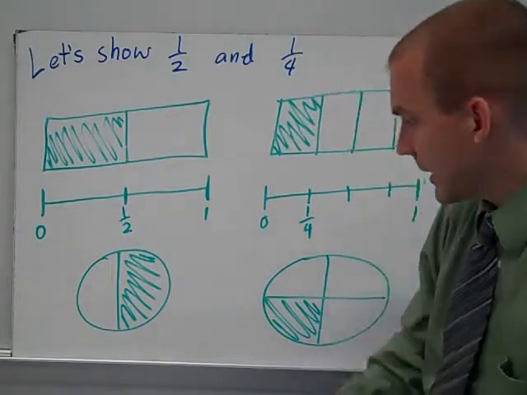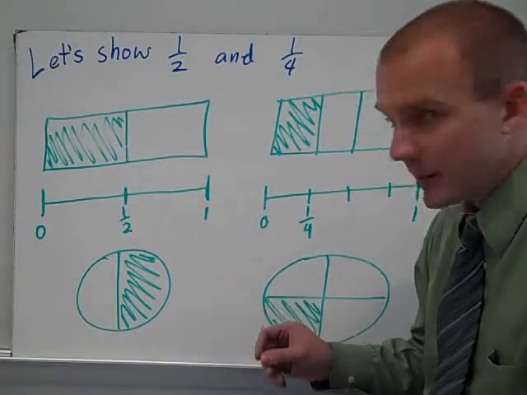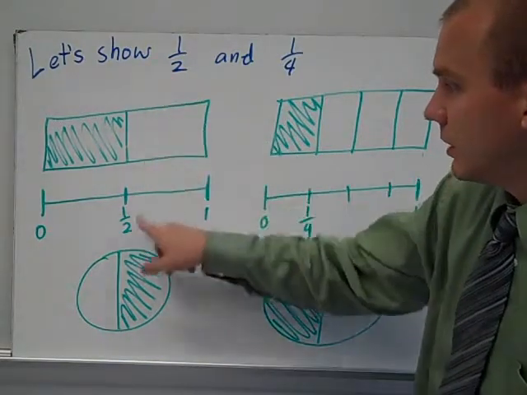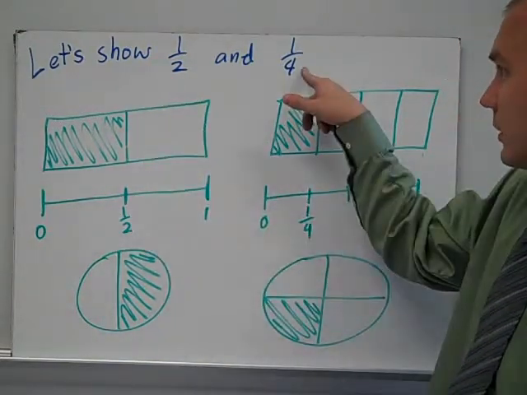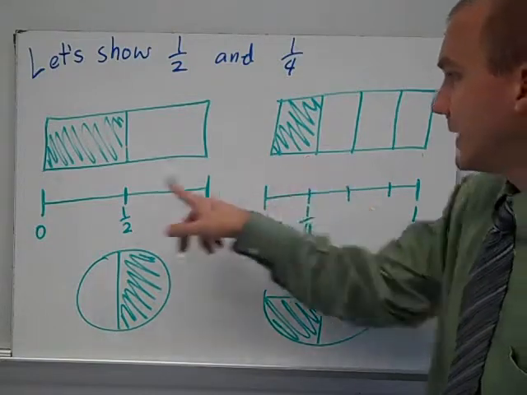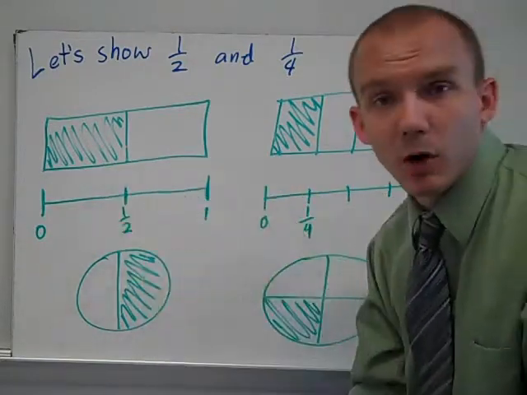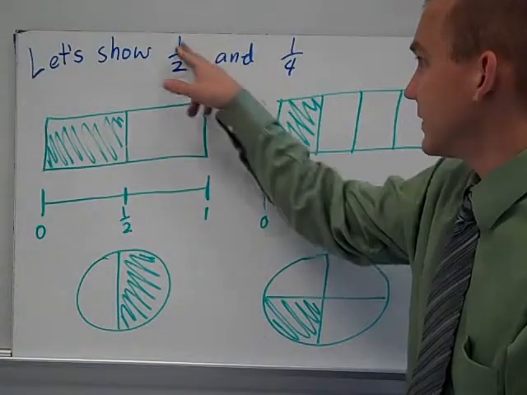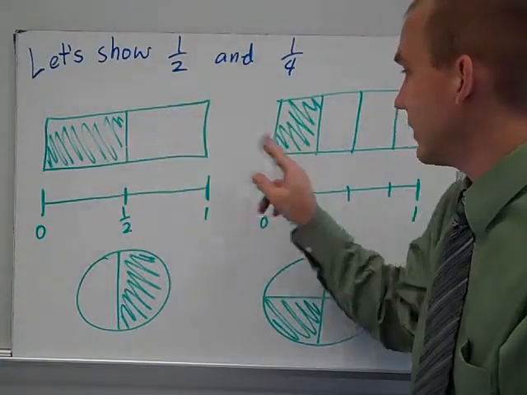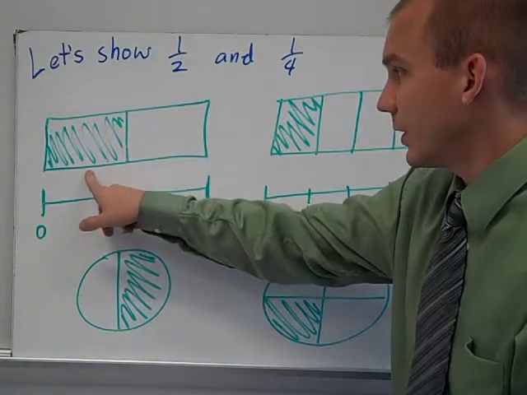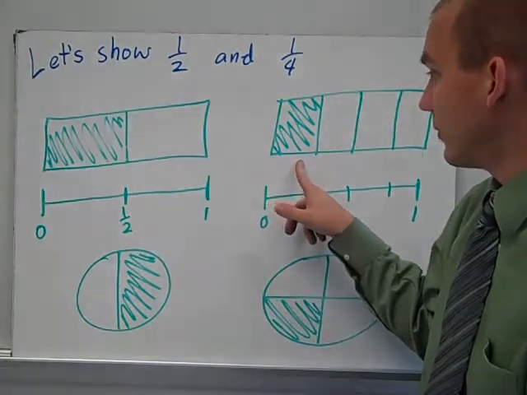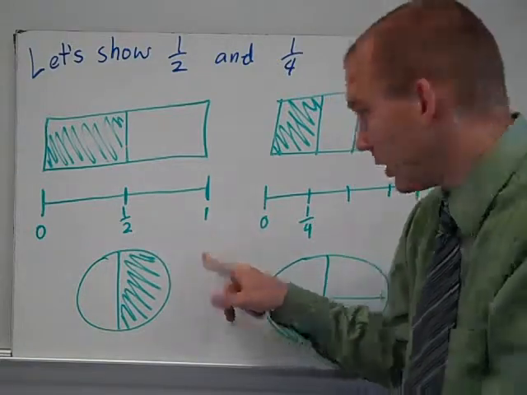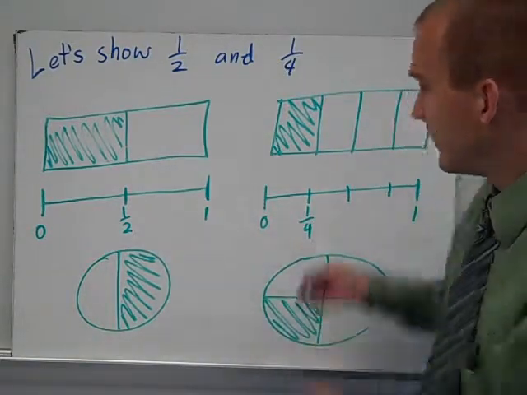I want you to notice that as the denominator gets bigger, as that half, that 2, gets bigger to a 4, the actual piece itself gets smaller. Interesting. So if a denominator increases, but that numerator stays the same, the piece itself gets smaller. Because you can see that this 1/2 piece is bigger than 1/4. And on your number line, 1/2 is farther along than 1/4.